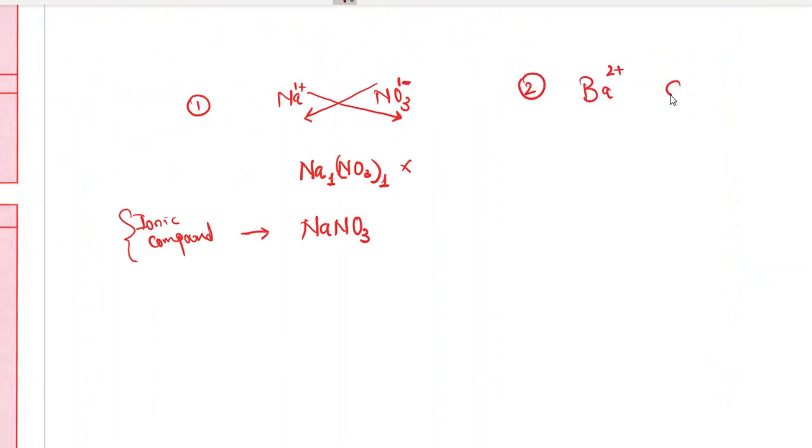Ba2 plus, Cl1 minus, crisscross. Okay, so in the bottom of Ba it will be 1, we don't write 1. In the bottom of Cl we'll write 2 without its plus or minus sign, BaCl2. This is the required chemical formula, and the name is barium chloride. Very easy. Let's take one more example.